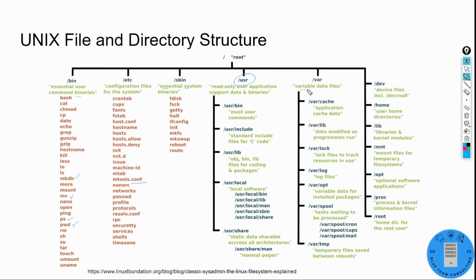Var is your variable data, and dev, device files, your home path. I would probably remember home. That's pretty much the same as C:\Users in Windows. Opt, optional software in your applications. Proc, process and kernel information. We talked about the kernel. And root is your home directory for the root user, not for the regular user of yourself, but for the root administrator account for Linux systems.